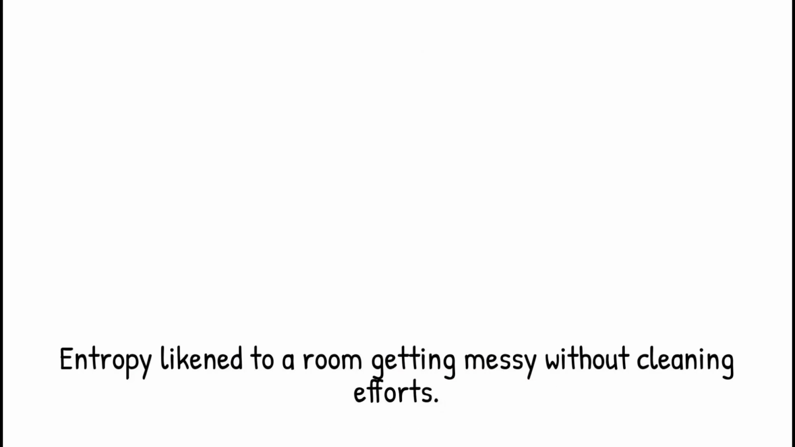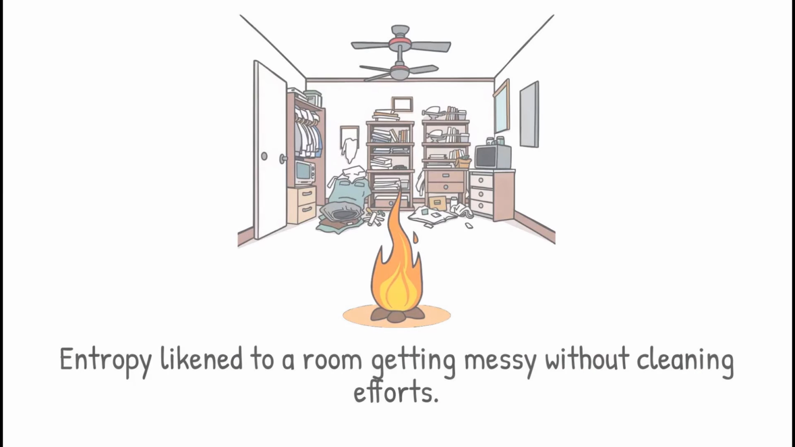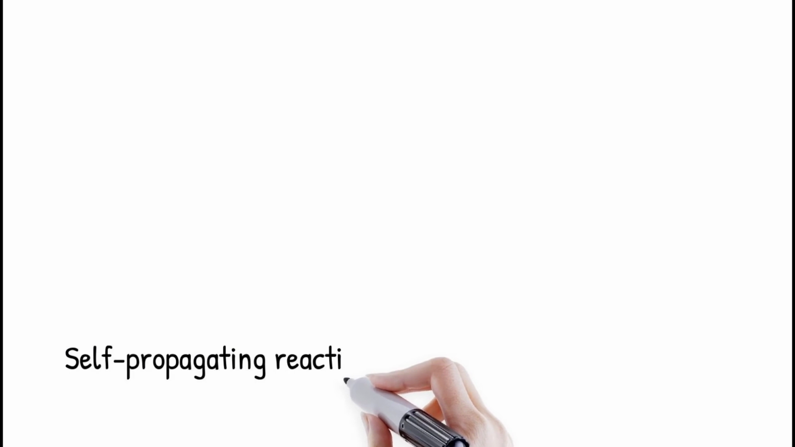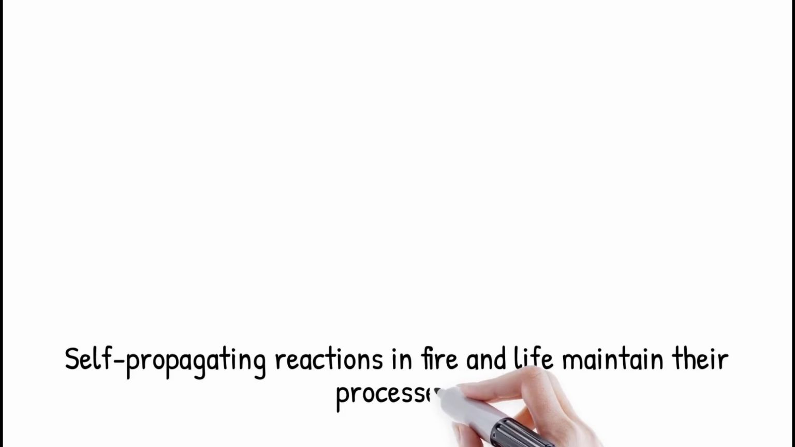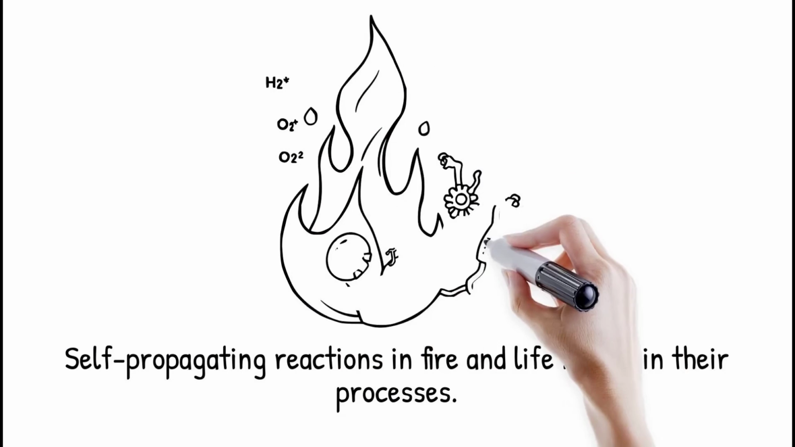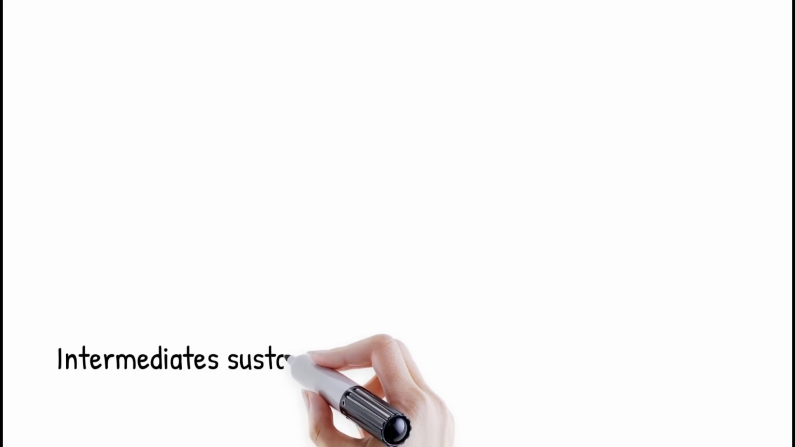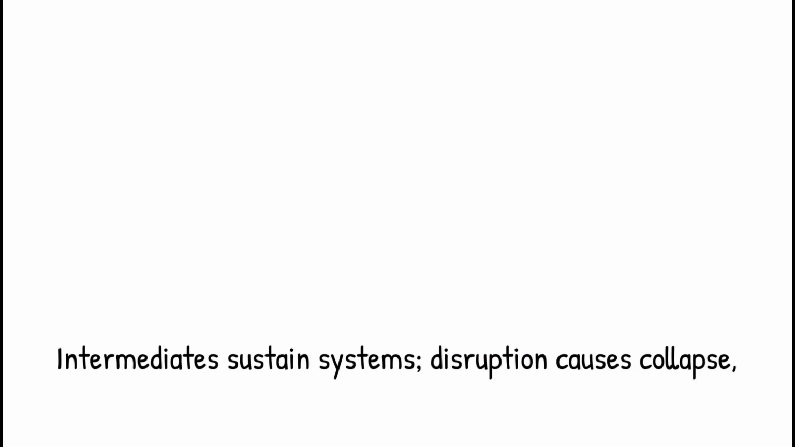Combustion is a self-propagating chain reaction. Heat from one step triggers the next. Similarly, life sustains itself through feedback loops such as metabolism, reproduction, and repair. In a flame, radicals such as H, O, and OH speed up the chemical process. Much like enzymes accelerate metabolic reactions, both systems rely on intermediate species that keep the process running without continuous external ignition. Interruption of these intermediates leads to collapse of the system.